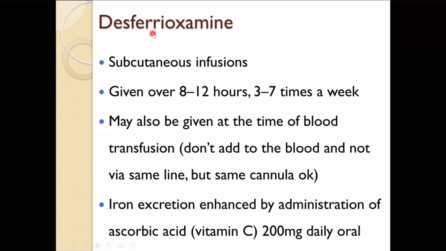This is also used in iron overdose, in poisoning as well. In that case, you can even give it intravenously, but they need much closer monitoring. If it's simply for iron overload, you give it as a subcutaneous infusion. And these infusions are given over long hours, 8 to 12 hours, about 3 to 5 times a week, depending on how bad the iron overload is.